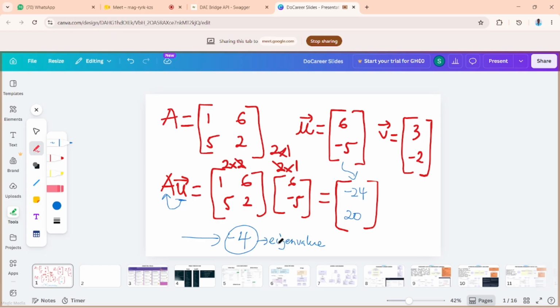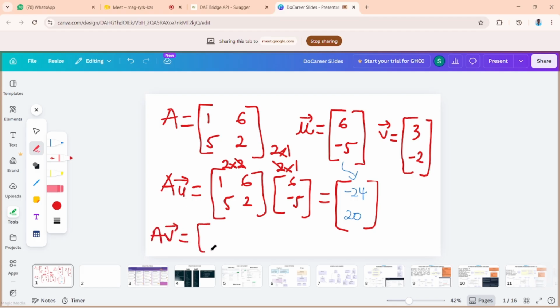All right. So because you're able to get an eigenvalue, therefore u is confirmed to be an eigenvector. Let's try for v. So I'm going to do Av. Yes, we'll do Av. I'll keep this one and go and do Av here.